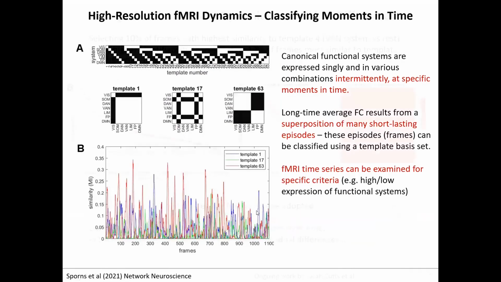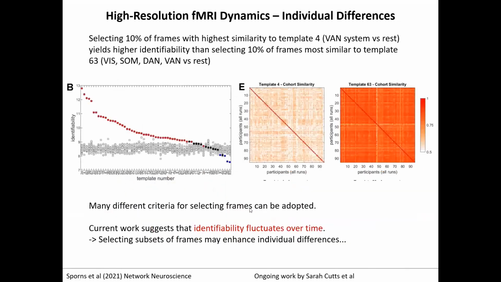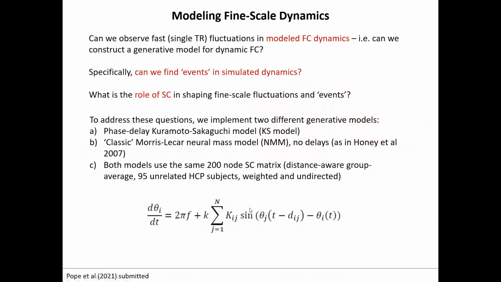I'm going to skip these, so I'm running out of time. So that's my last 5 minutes, and this is work that is submitted, not yet published, and work that I think sheds light on where these fluctuations that we see in dynamics come from.